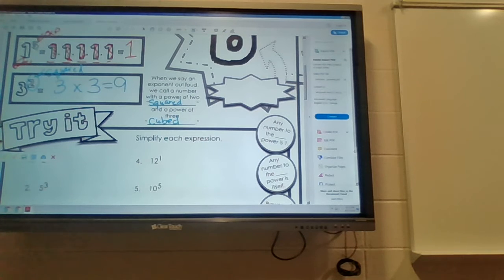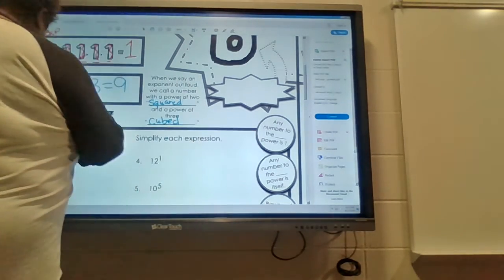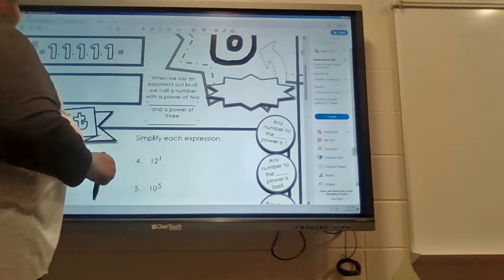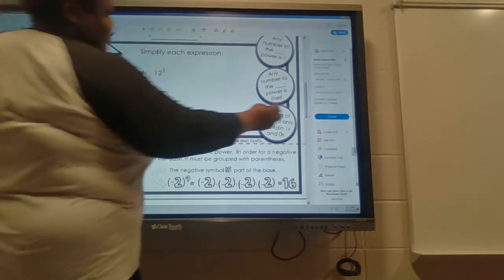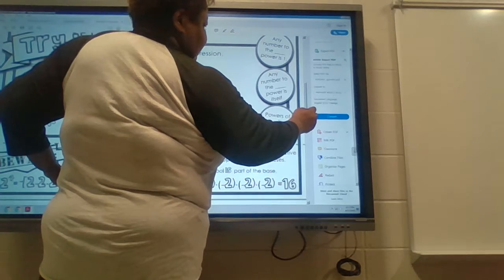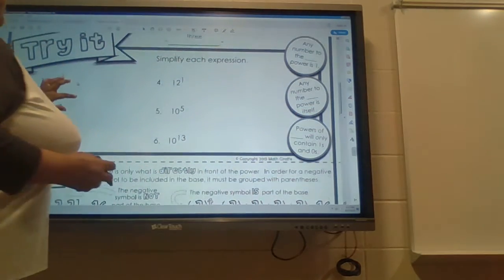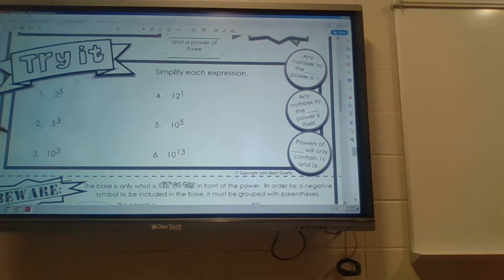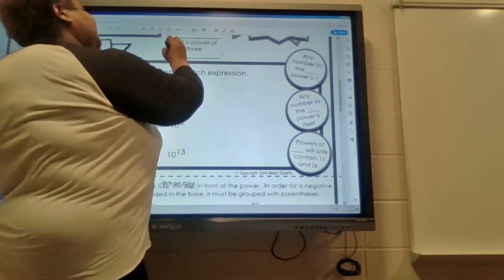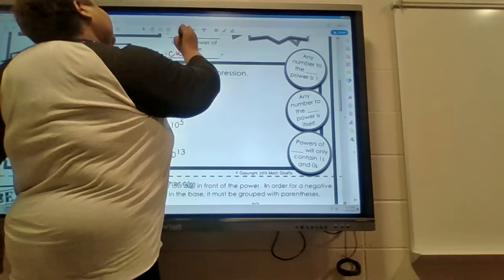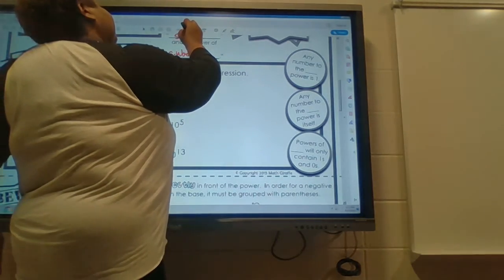Okay, here's another thing I want you to learn. Any number, let me clear all this off and bring this up some. So if it's to the second power, we're going to say it's squared. If it's to the third power, we're going to say it is cubed. So if it's raised to the power of 3, it's cubed. And that should be squared.